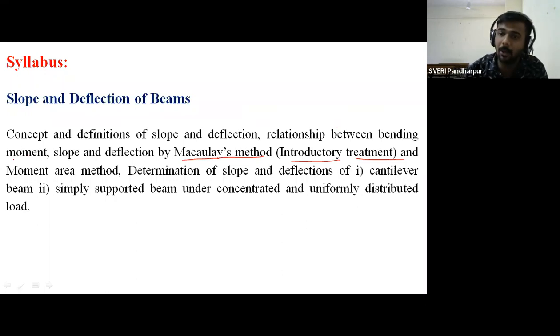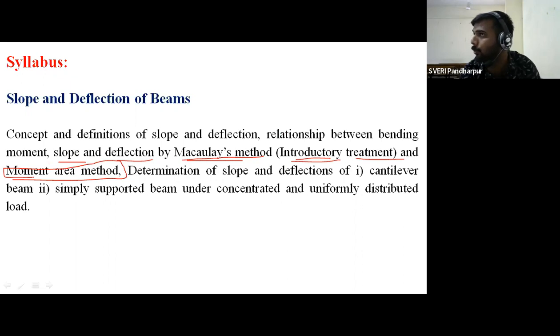But how this bending moment is useful for the calculation of slope and deflection, that relation we also have to discuss by using this Macaulay's method. And we are having only an introduction treatment. We don't have any numerical parts. And the moment area method is the method which we have to use for the numerical solution.